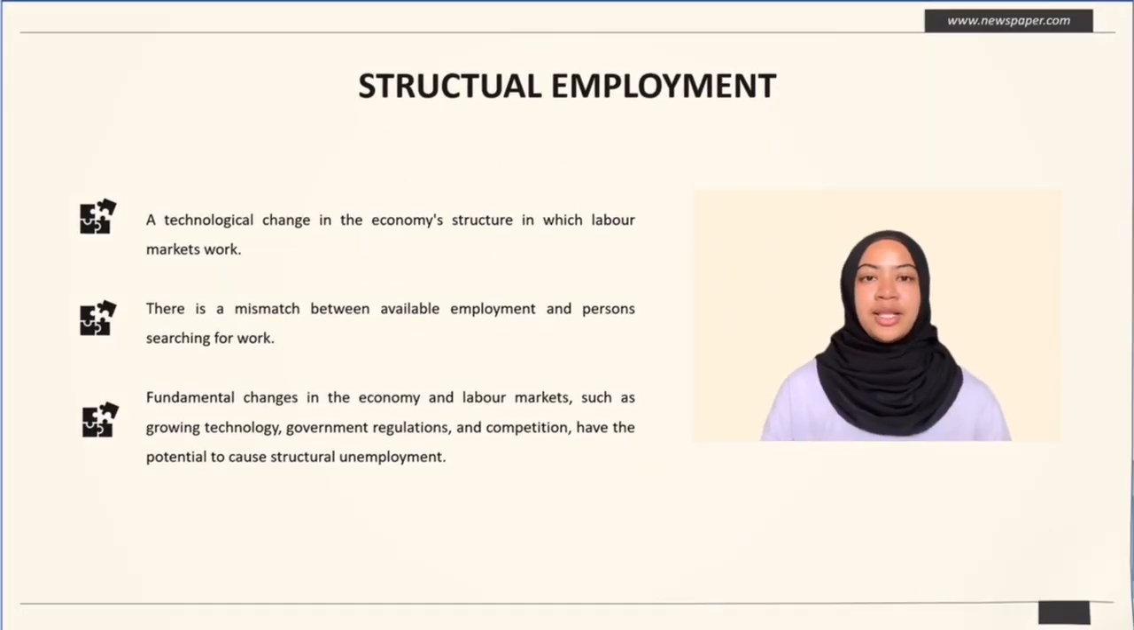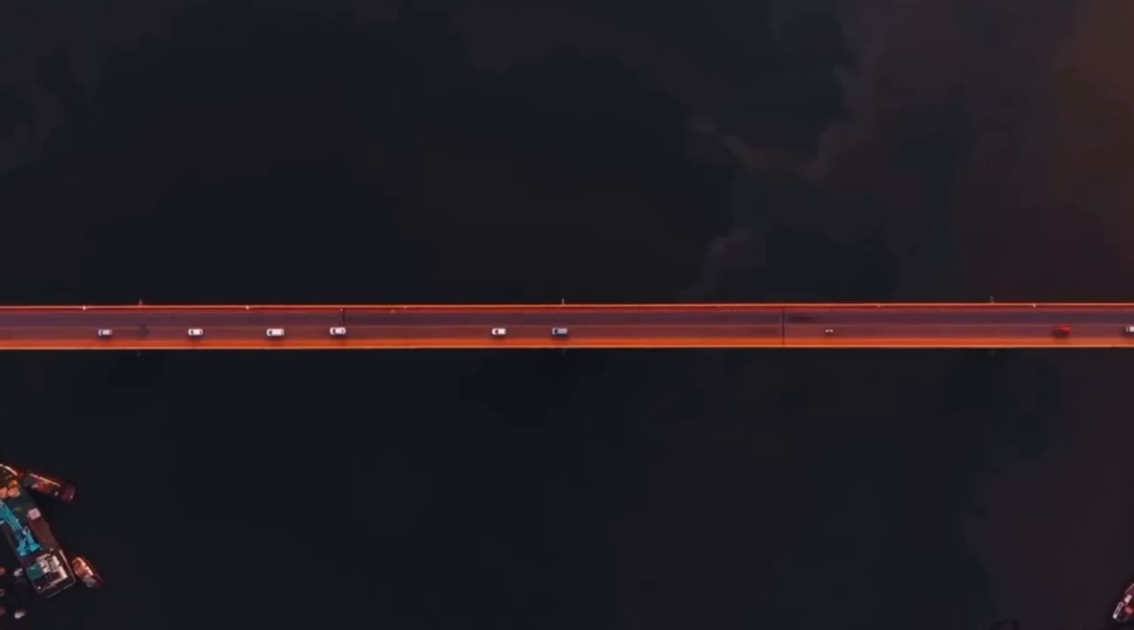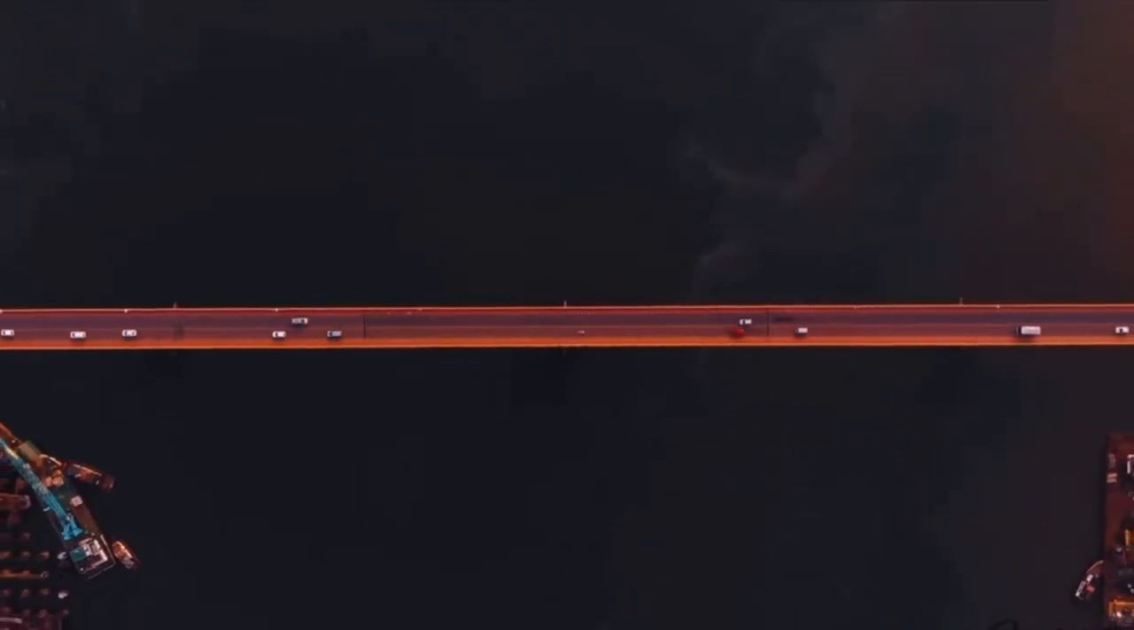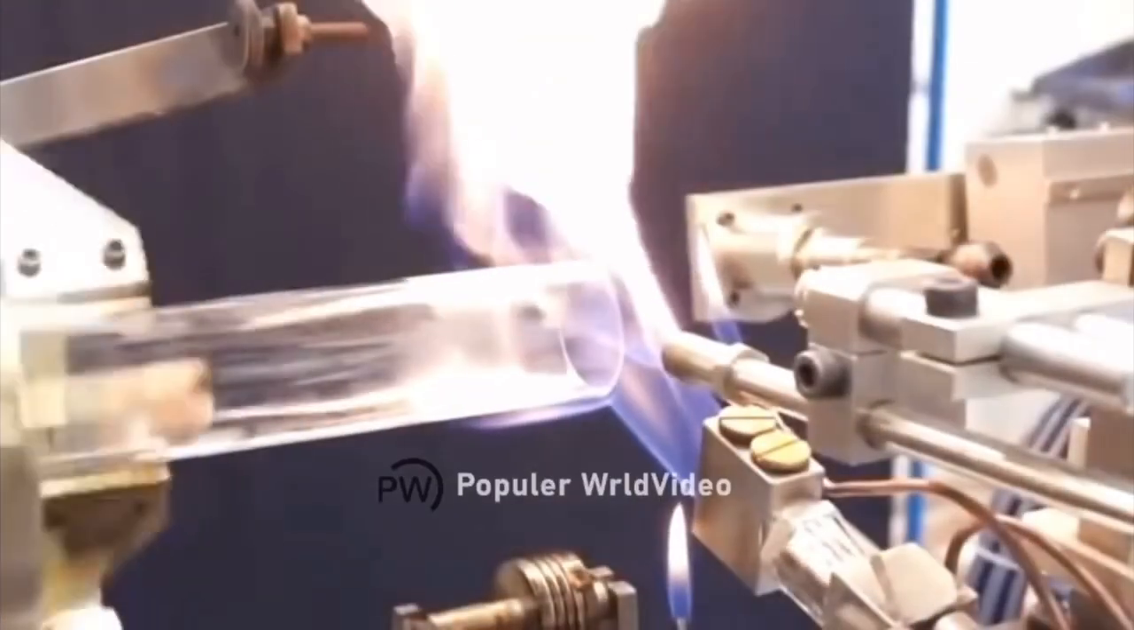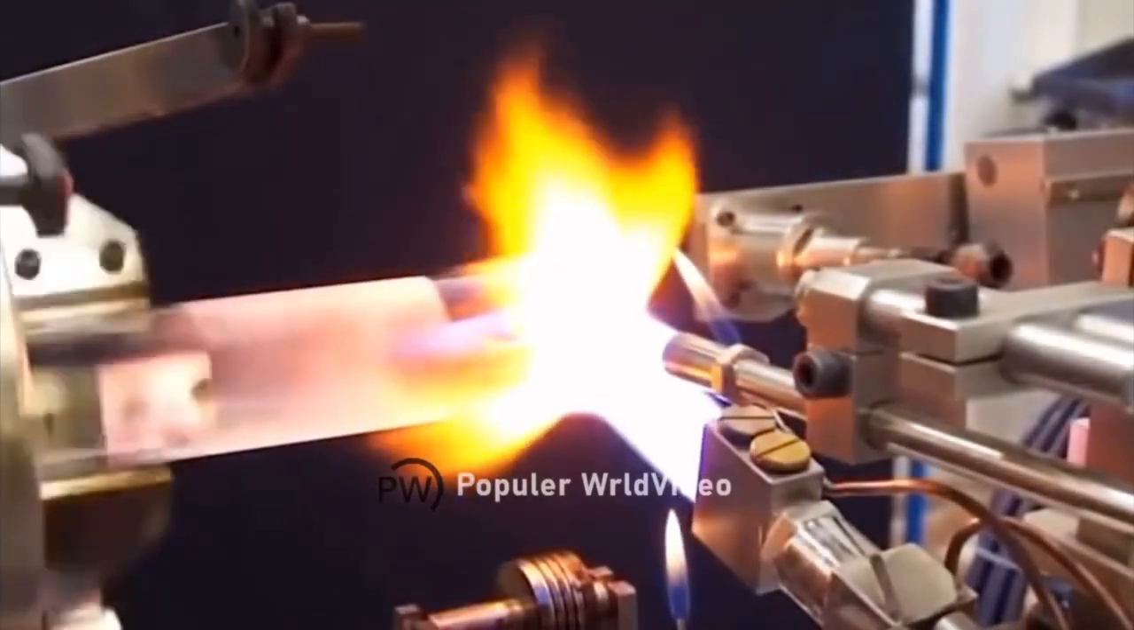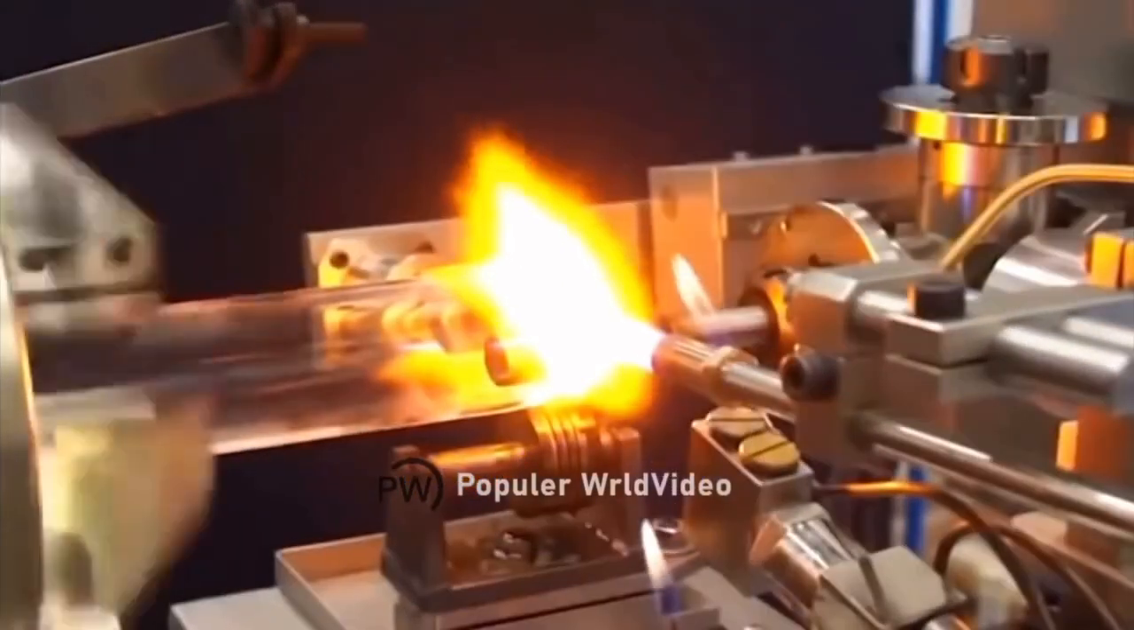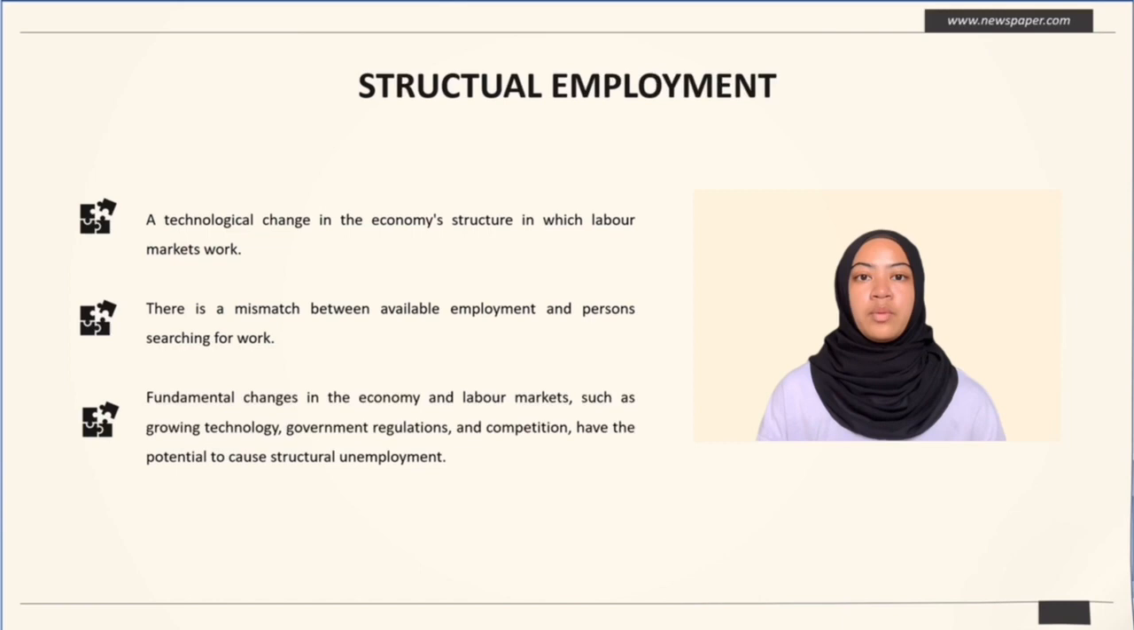Structural unemployment is caused by technological change in the economic structure in which labor markets work. Many individuals in India are unemployed because they lack the necessary skills, and training them is difficult due to the lack of knowledge. Consider a sorting warehouse where manual labor is replaced by automation or robots. Only staff who know how to operate machines will be kept, while the rest will be laid off. This is structural unemployment.